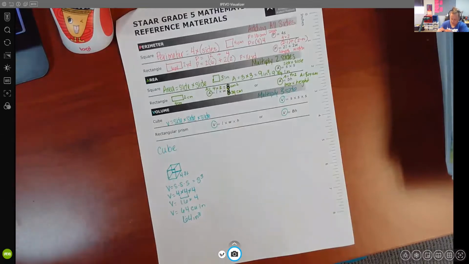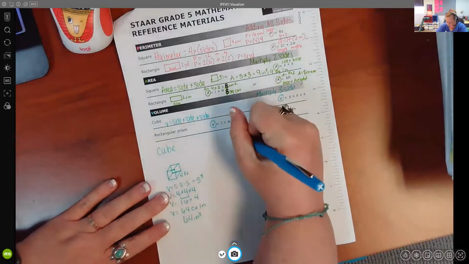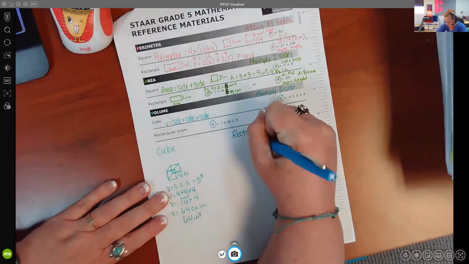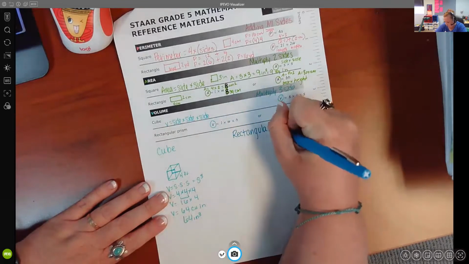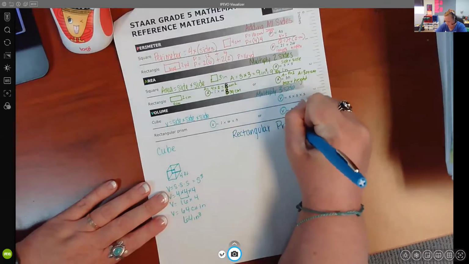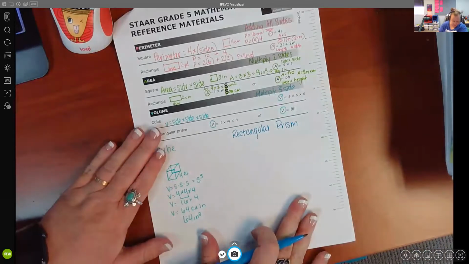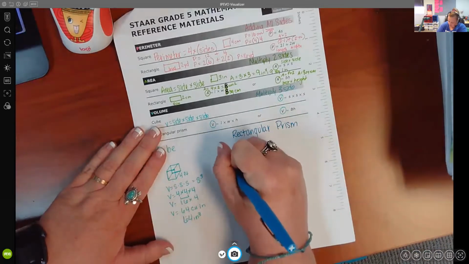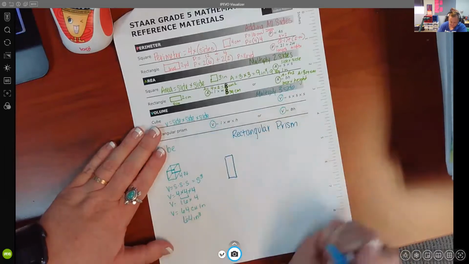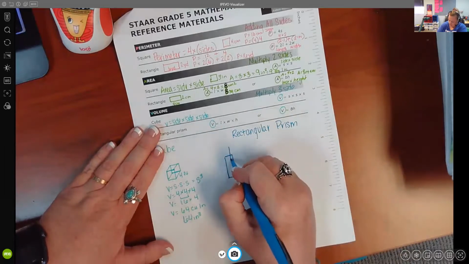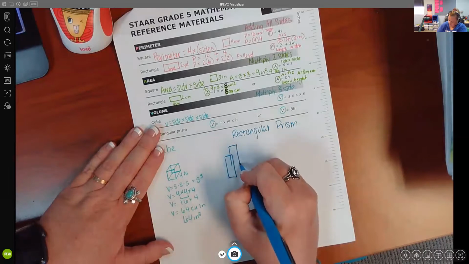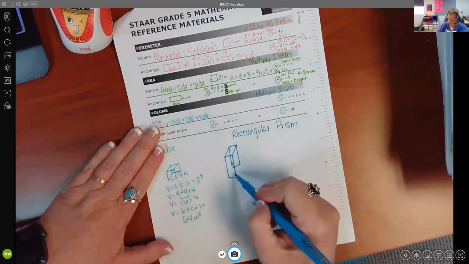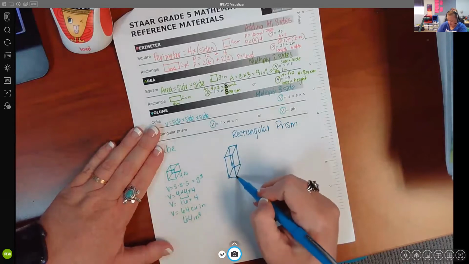Stay with blue, but we'll go to our rectangular prism. And drawing a rectangular prism is very similar to drawing a cube. You're going to draw your rectangle, and then you're going to draw another one kind of offset to it, and then connect your corners as so.